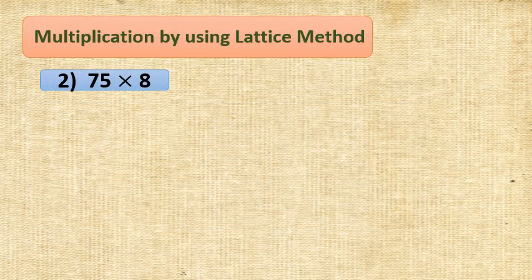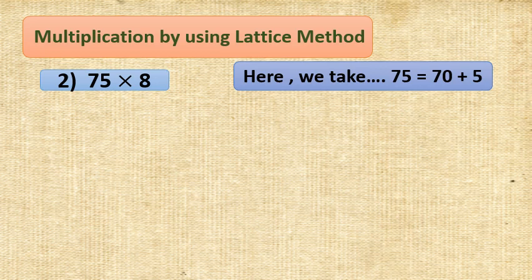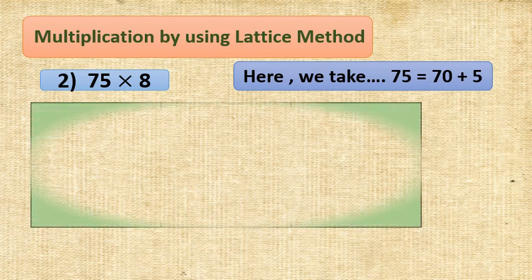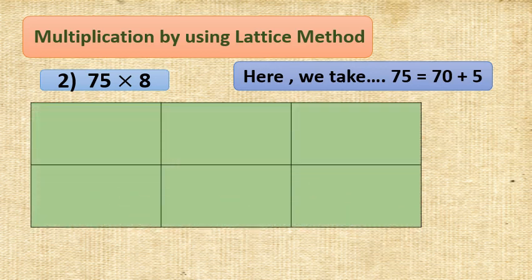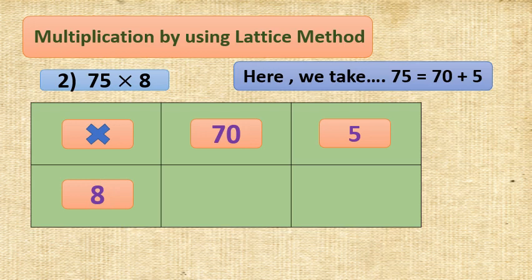Multiplication by using lattice method. Here I have taken 75 multiplied by 8. Now we will again bifurcate 75, okay, that is 70 plus 5. I have written 75 in the expanded form. Now we will again make a table. Then I will write 70 and 5 here, and here the multiplication sign. And what to write here? 8, isn't it? Now I am going to multiply 8 and 5, 8 and 70.